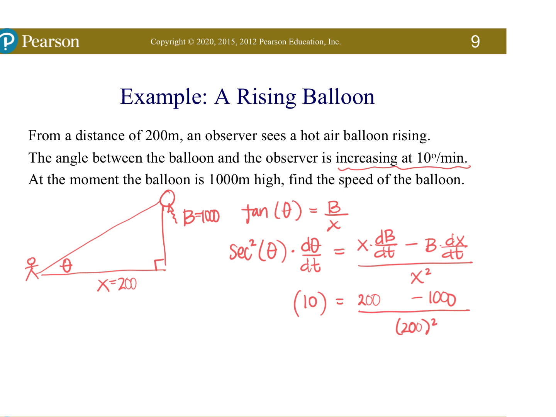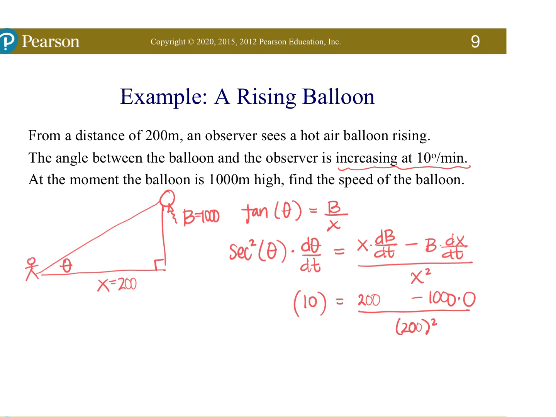Okay, so let's go back to thinking about what's moving in this situation. Is the balloon moving? Yes. Okay. Is the person moving? No. What does that tell you? That tells me that dx dt is 0. I can infer that because the person isn't moving.